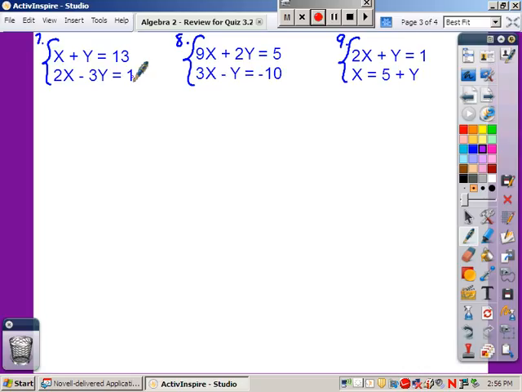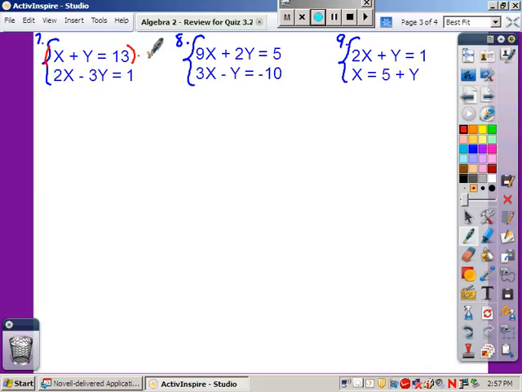So I'm looking at number 7, and I see x's, y's, and numbers lined up. To me, that says elimination. I just got to make sure something cancels. I could turn x into 2x, but I need it to be negative. Or I could turn y into 3y so that it would cancel this. It doesn't matter. In this case, I'm going to go with canceling the x's just because I feel like it.